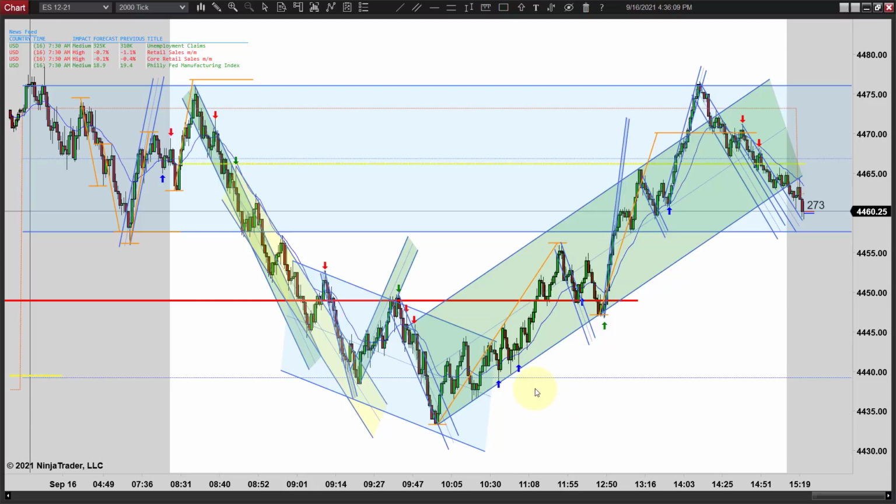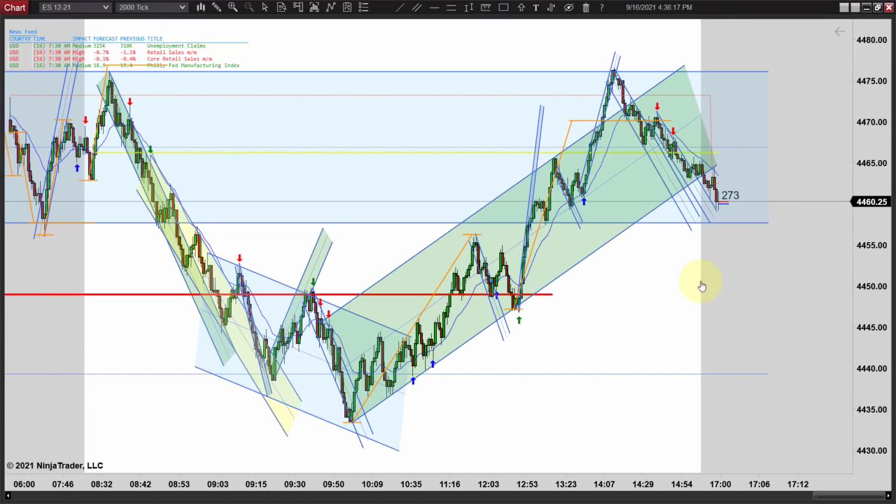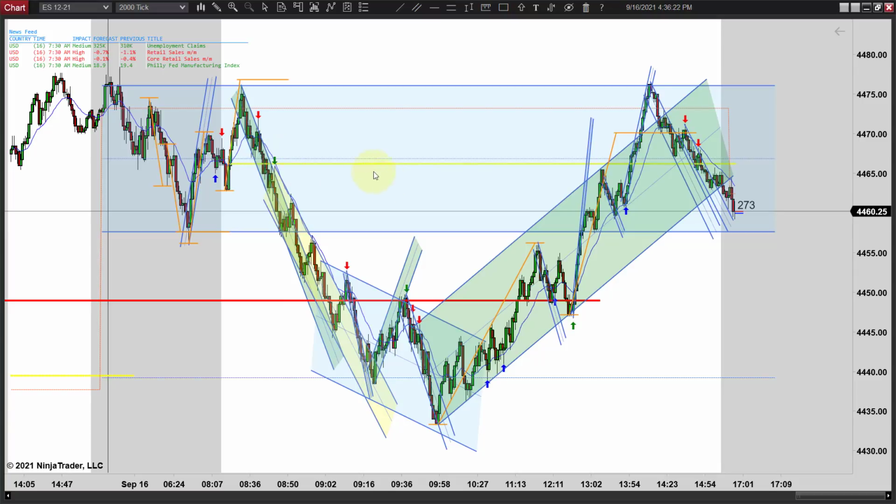Really, this was a big range day. We had a trend down and a trend back up. We closed almost in the middle of the range. We missed this. This was the original channel, or what looked like it was going to be the original channel, the blue. And so once we broke lower, there were two targets I had.